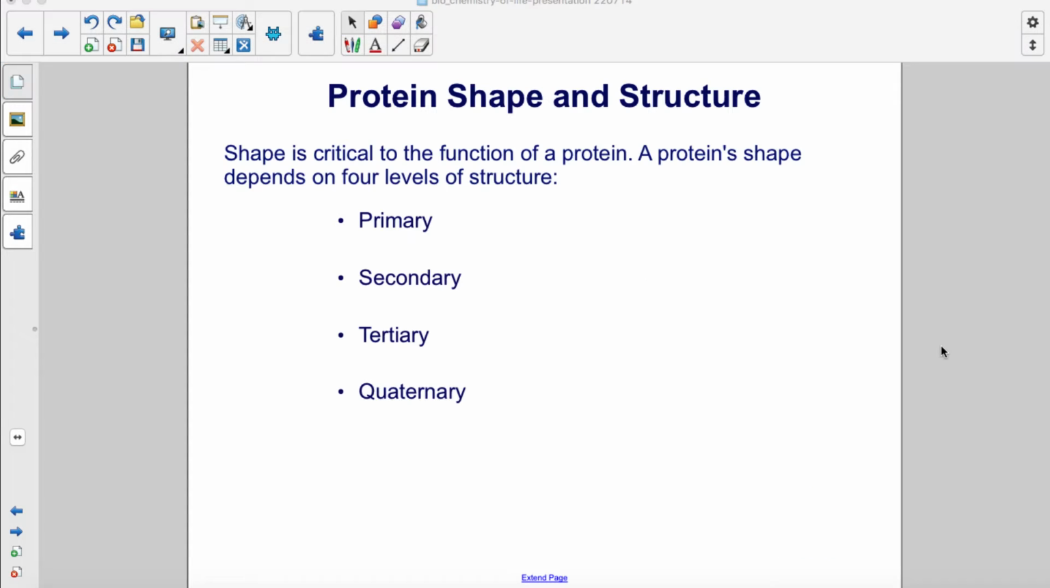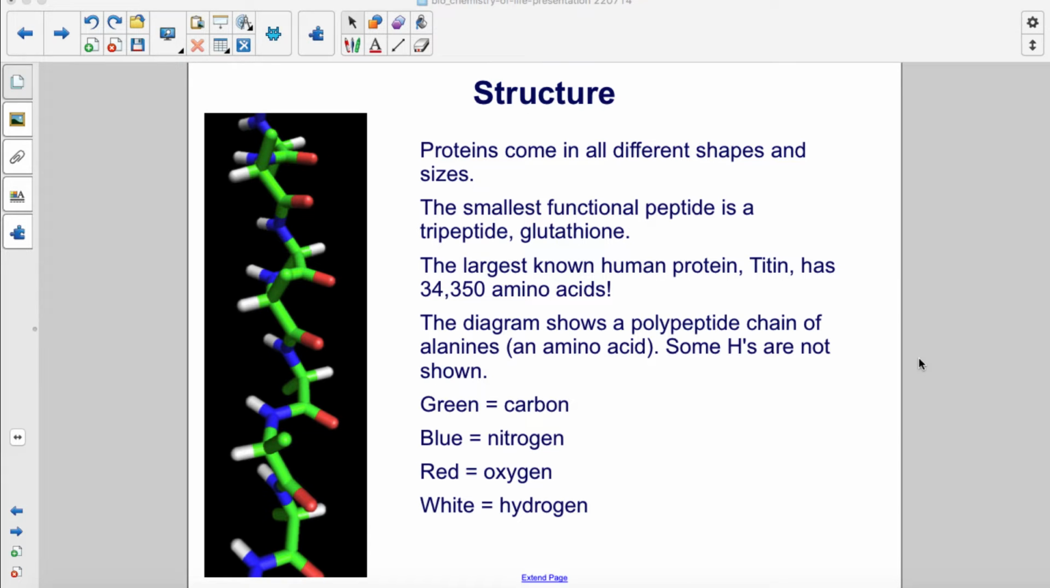Protein structure. Shape is critical to the function of a protein. A protein's shape depends on 4 levels of structure: primary, secondary, tertiary, and quaternary. Proteins come in all different shapes and sizes. The smallest functional peptide is a tripeptide, glutathione.